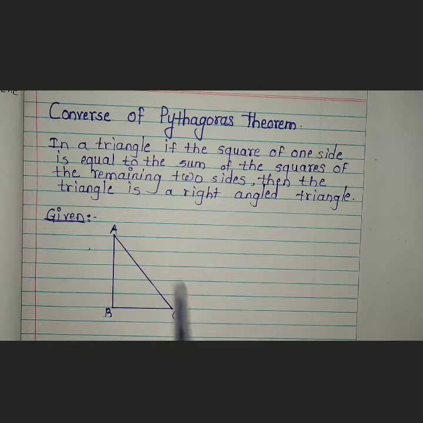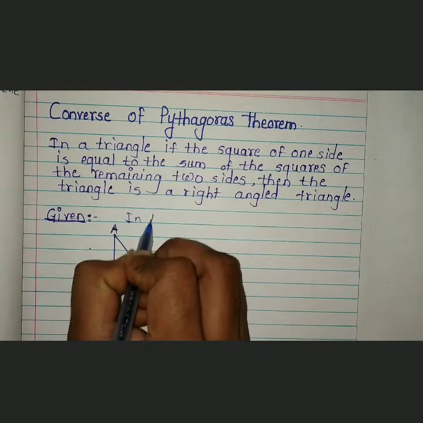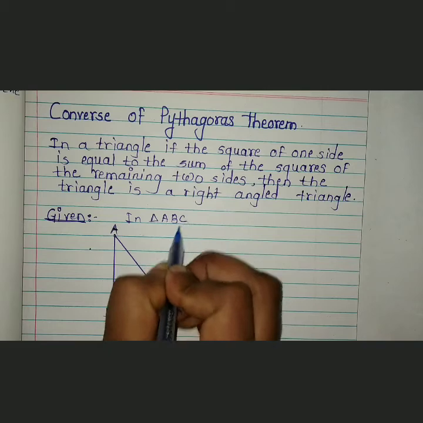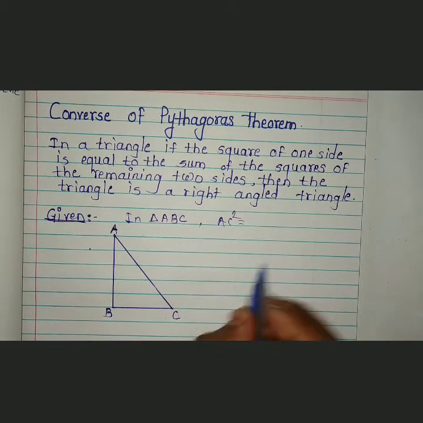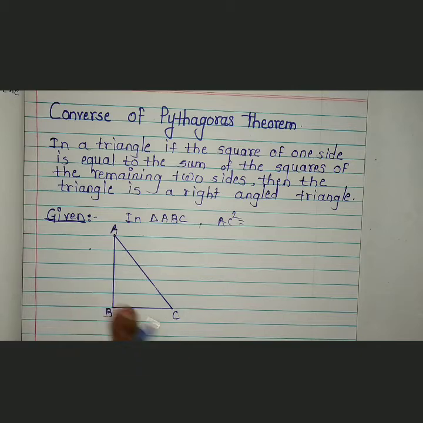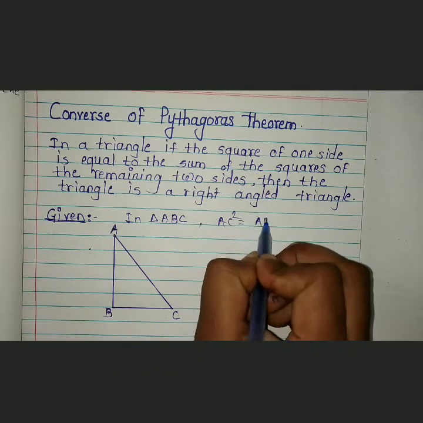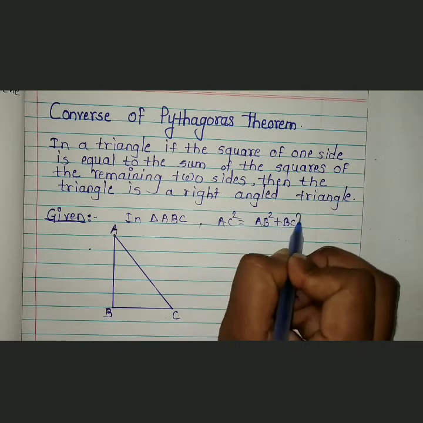This is the triangle ABC. What is given? Here, the given thing is the square of one side is equal to the sum of the squares of the remaining two sides. Therefore, given in triangle ABC, AC square is equal to the sum of the remaining two sides, meaning AB square plus BC square.